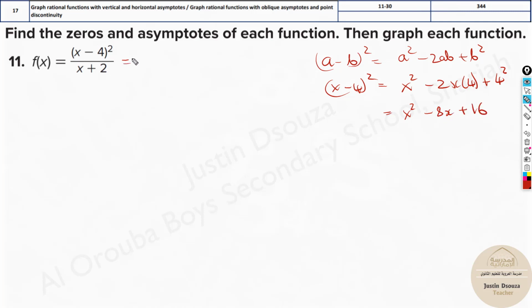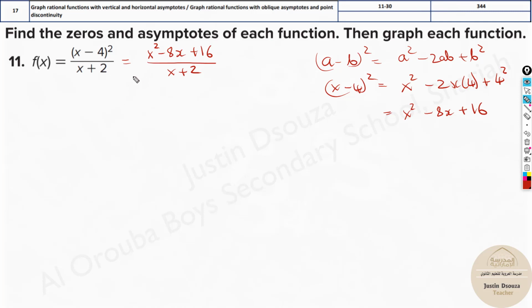So this is the expansion. This question is basically (x squared minus 8x plus 16) divided by (x plus 2). You can see there is no way we can simplify any terms. The degree in the numerator is greater than the degree in the denominator, so we must know there will be an oblique asymptote.